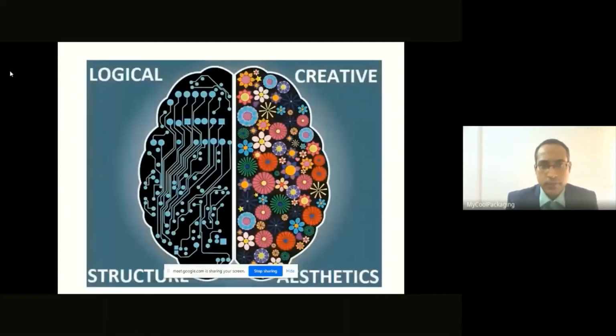Just for a quick recap, the right part of our brain analyzes creative decisions, and the left part of our brain considers logical decisions. So when we are talking about package designing, the right part of our brain decides the aesthetics of the product or package, and the left part considers the structural part of the product or package.